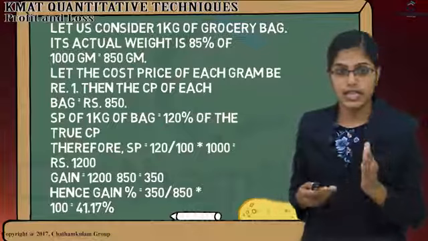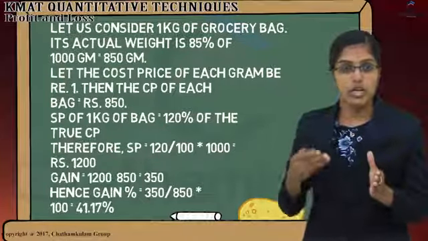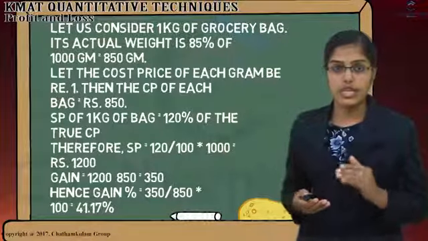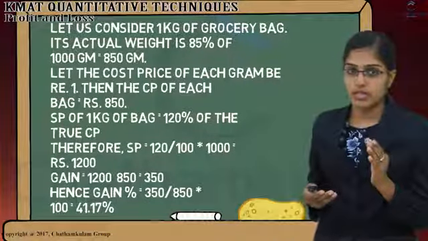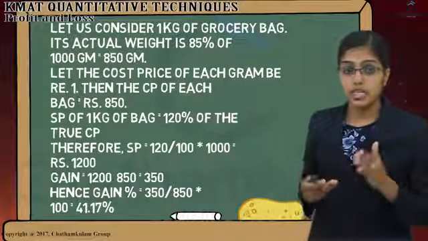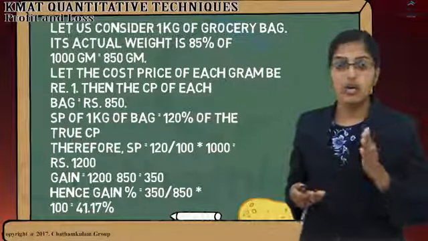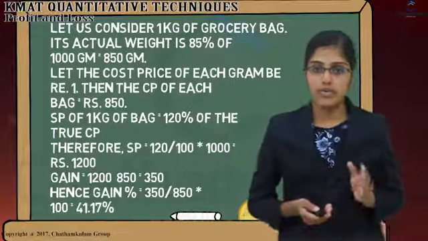Therefore, SP is equal to 120 divided by 100 into 1000, that is equal to rupees 1200. Next we have to find the gain. So gain is equal to 1200 minus 850, that is 350. Next we have to find the gain percentage. So here we get 350 divided by 850 into 100, that is equal to 41.17%.